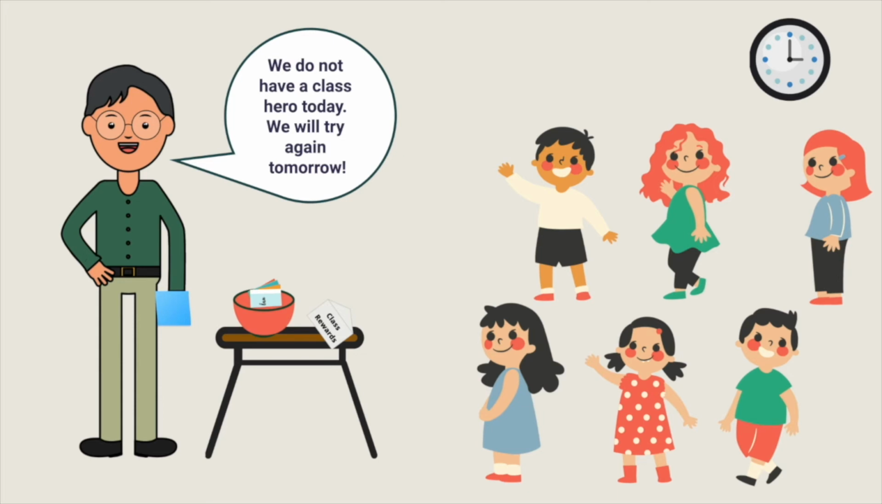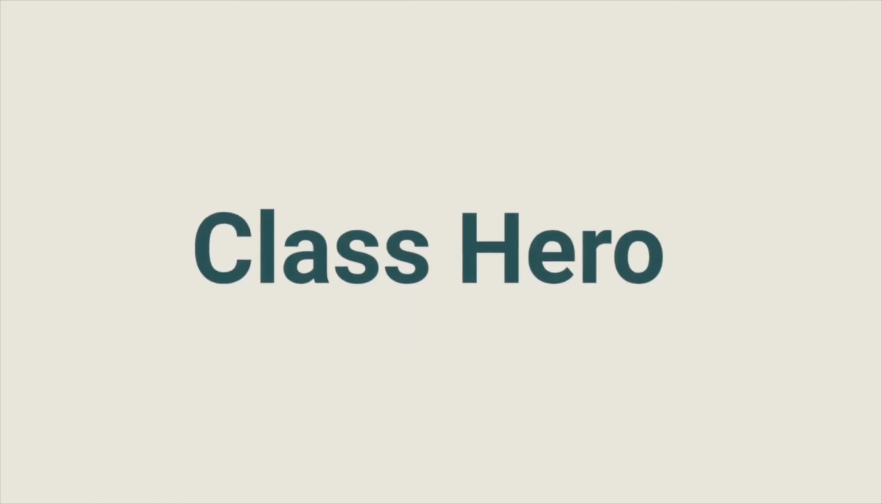Here, the teacher announces that there was no class hero today, returns the paper with the student's name to the bowl, and tells students that they can try again tomorrow. This is the class hero system.